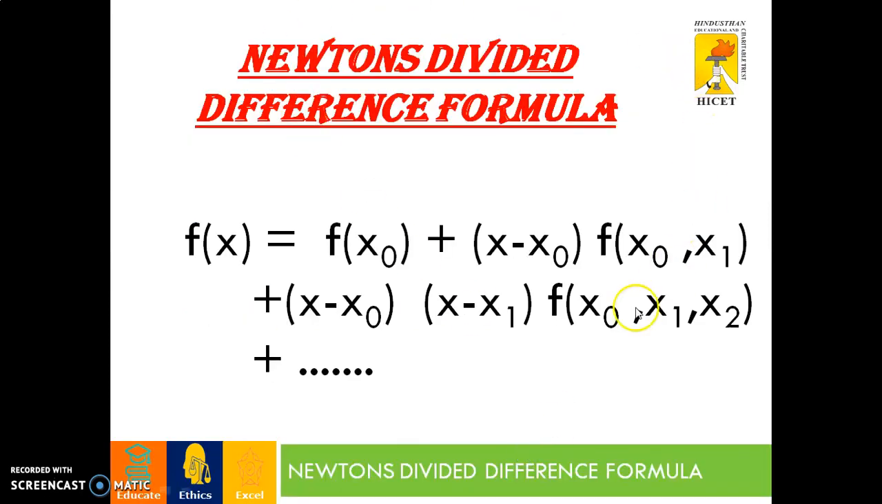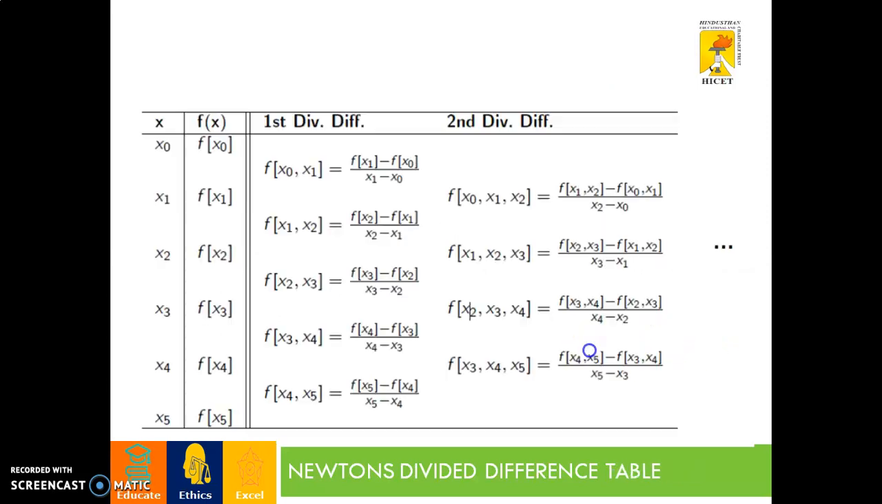So Newton's divided difference formula is given by f(x) = f(x0) + (x - x0) f(x0, x1) + (x - x0)(x - x1) f(x0, x1, x2) + etc. Here f(x0, x1) is the first divided difference value, f(x0, x1, x2) is the second divided difference value, and so on.